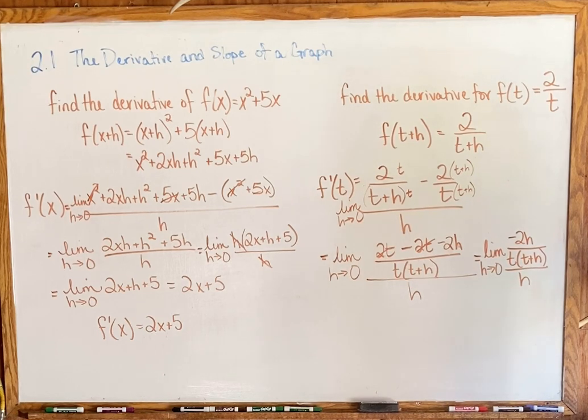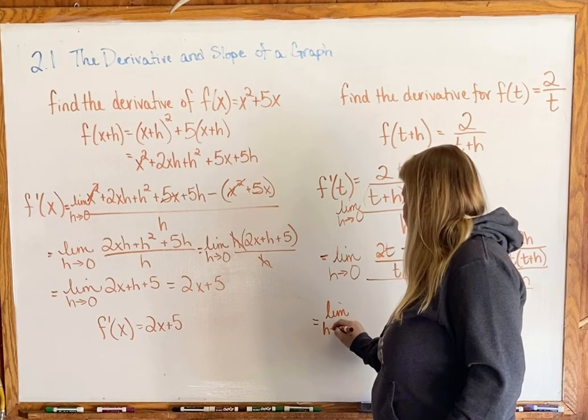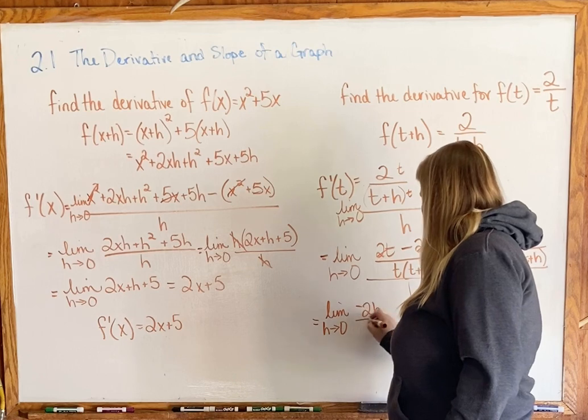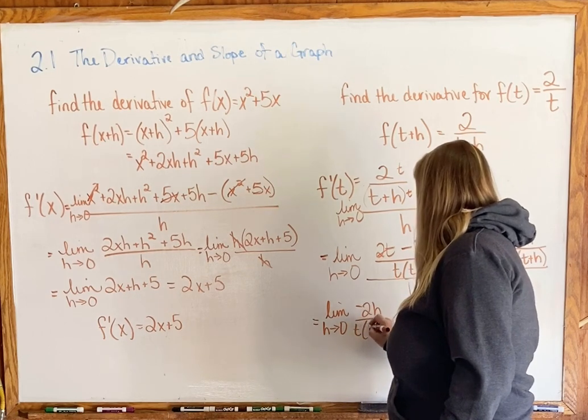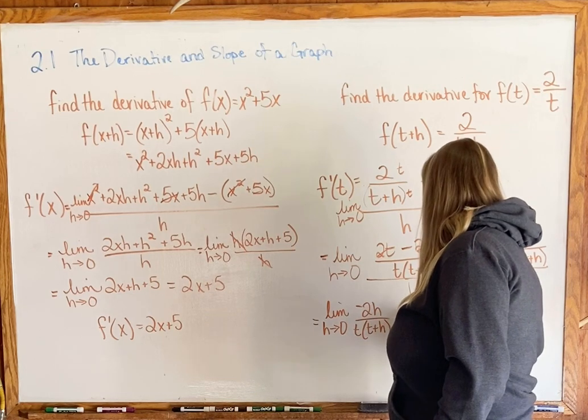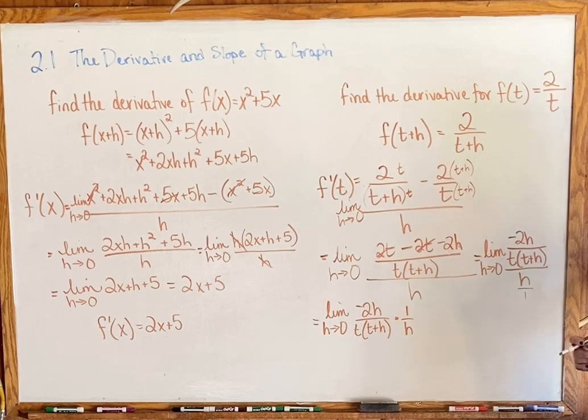Okay, now you got to remember what to do when there's a complex fraction. So remember that this guy is like h over 1, right? So when you have a complex fraction, could we take this bottom guy and flip and multiply? So could we write this as the limit as h approaches 0 of negative 2h over t plus h times 1 over h. Wouldn't that be another way to write that if we flip and multiply?